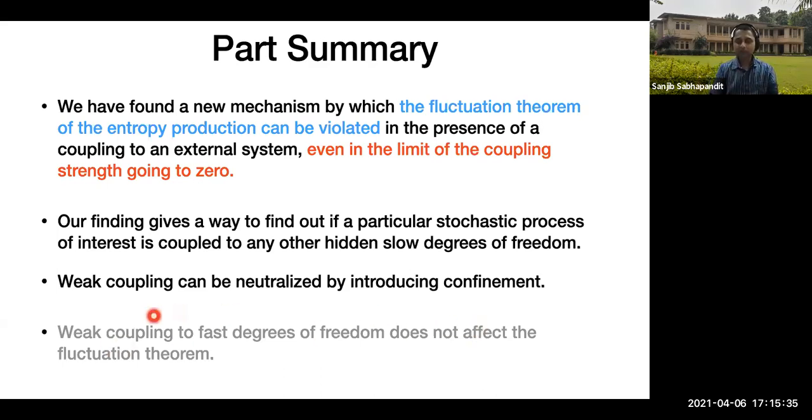So we can also see that, as I said, this is coupling to external systems, or coupling to slow degrees of freedom. But you can also couple to another heat bath, which is a fast degree of freedom. You can weakly couple. And in that case, weak coupling doesn't change the fluctuation theorem, as you expect, because coupling to unaccounted fast degrees of freedom doesn't affect the fluctuation theorem.